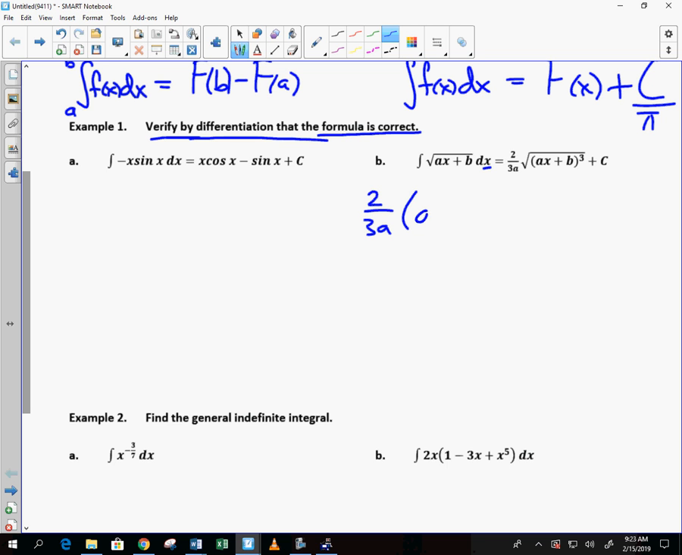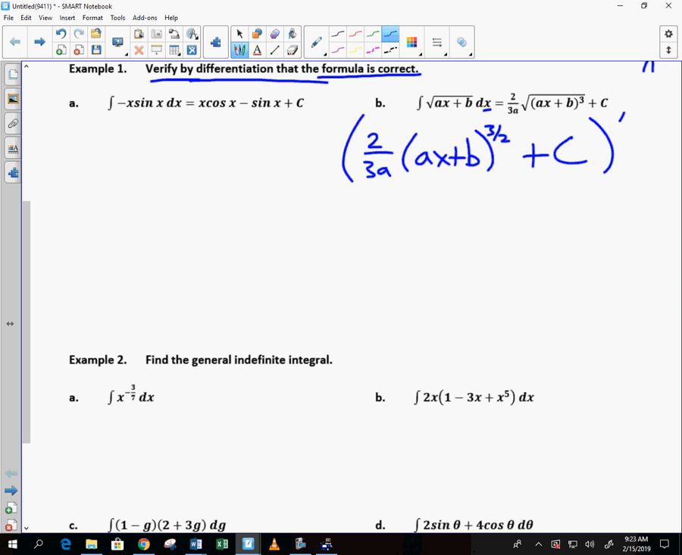I'm going to write this as ax plus b to what power? Does anybody know to what power I write it to? 3/2 plus c. And I'm going to find the derivative of that. If I'm going to find that derivative, what rule do I need to use? The chain rule. So the chain rule will work out as follows.